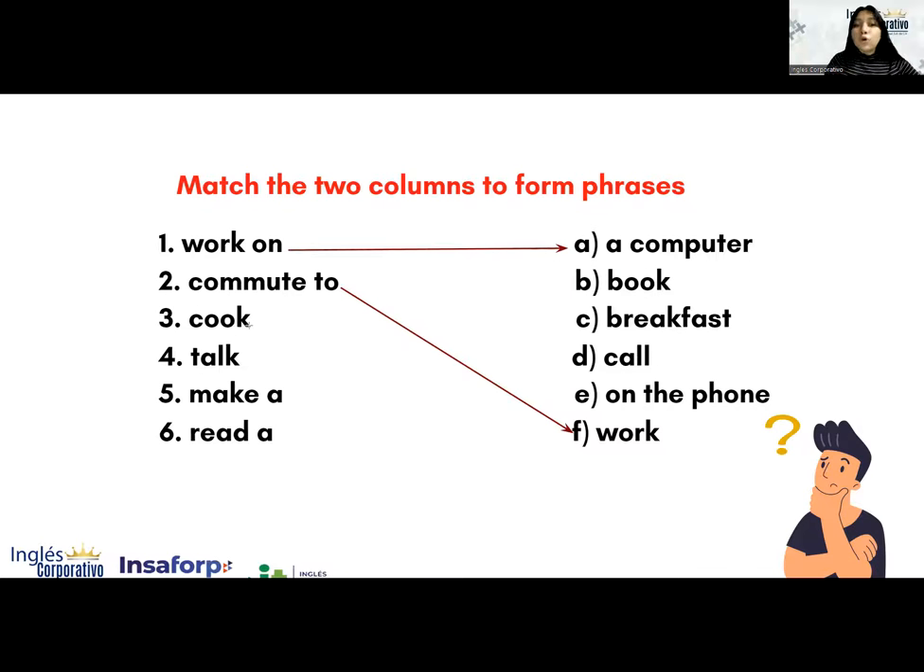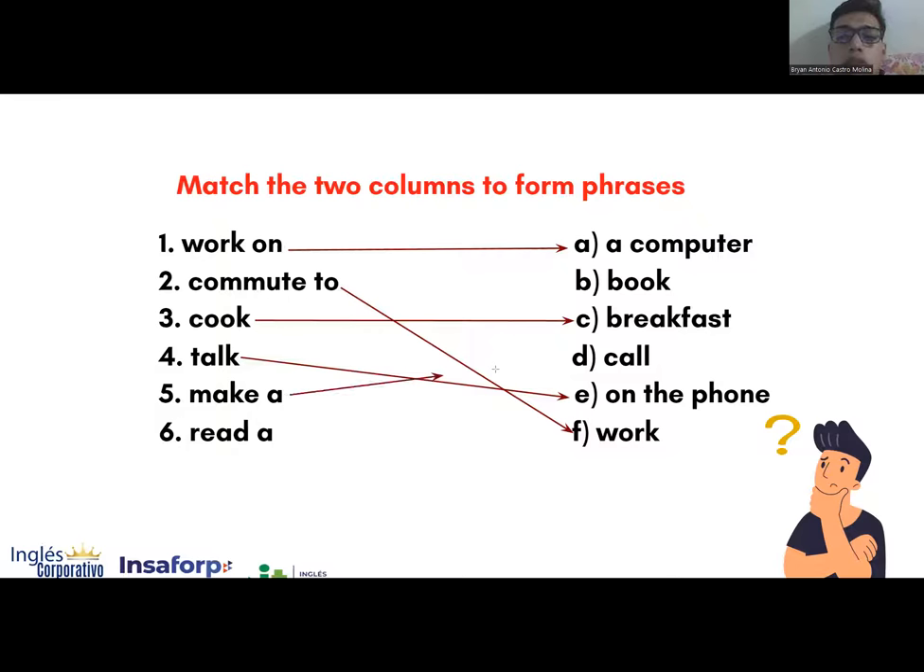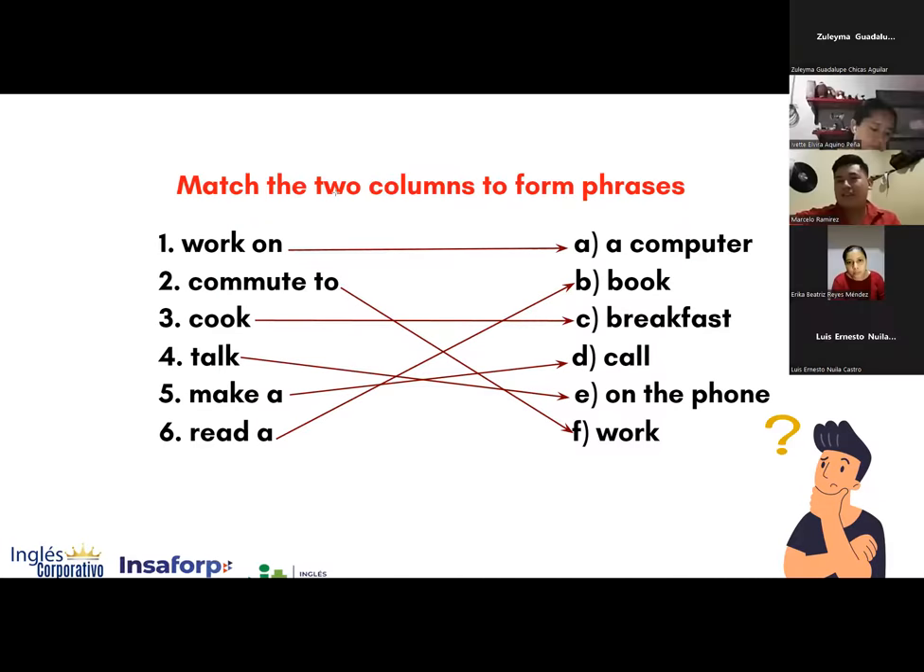Number three. Cook what? What do you cook? Breakfast. Very good. Cook breakfast. What about number four? You talk on the phone. Very good. You make a call. Yes, you make a call. Usted hace una llamada. And read a book. Okay. So I need one volunteer to create sentences using simple present tense about you. For example, I work on a computer. And you continue with the other ones. I need a volunteer.